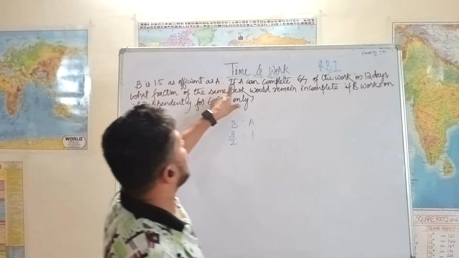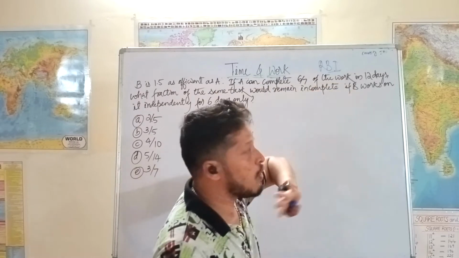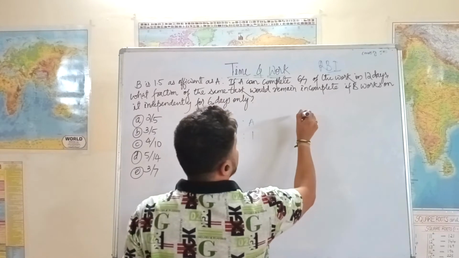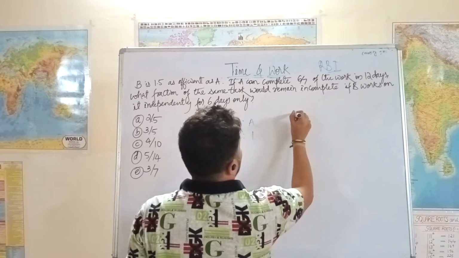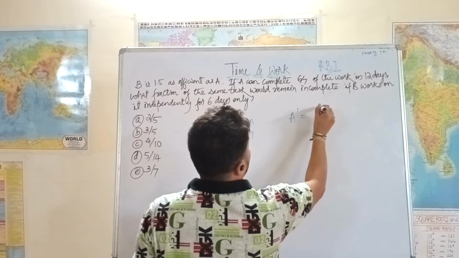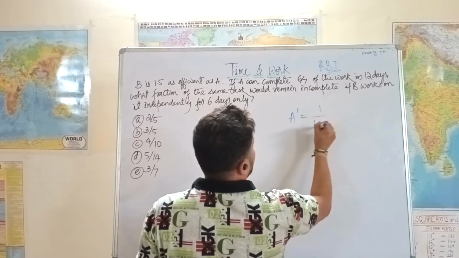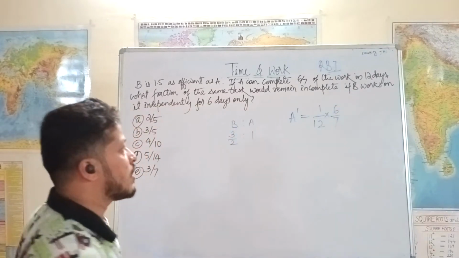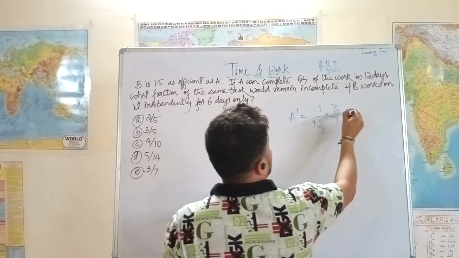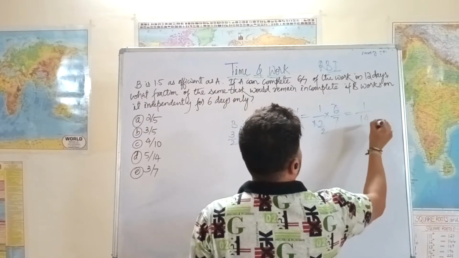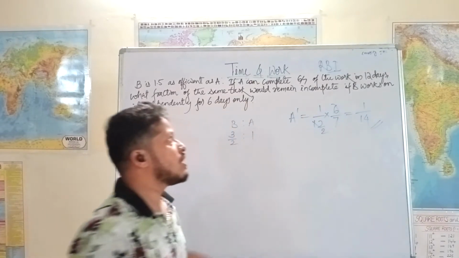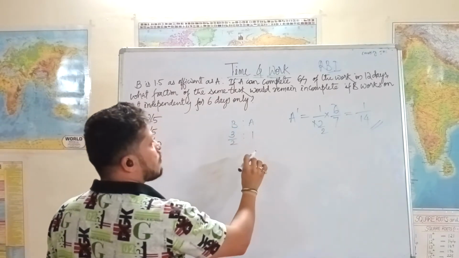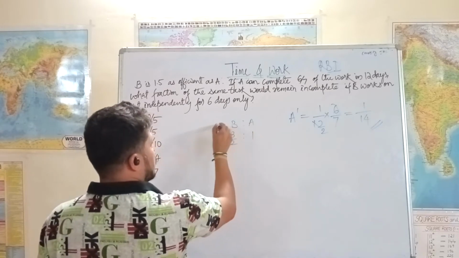And if A can complete 6/7 of the work, not the whole work. If he completes the whole work, the efficiency would be 1/12. Since he is doing only 6/7 of the work, the efficiency of A will be what? If he had completed the whole work, it would be 1/12. But he has not completed the whole work, he just completed 6/7 of the work. Right? So 6 ones are 6, 6 twos are 12. So his efficiency is 1/14. That means if you give 14 days, he can complete the entire work. This is efficiency. The time taken would be what?